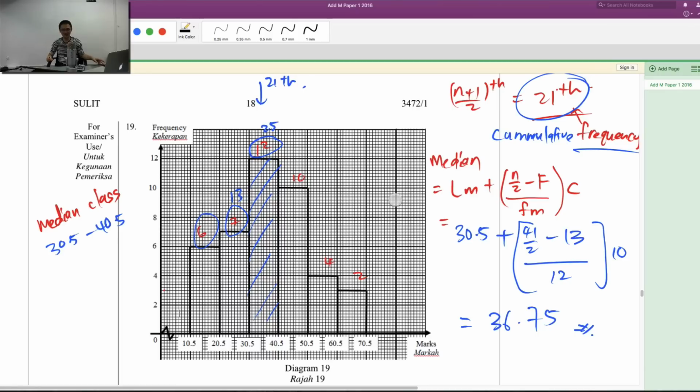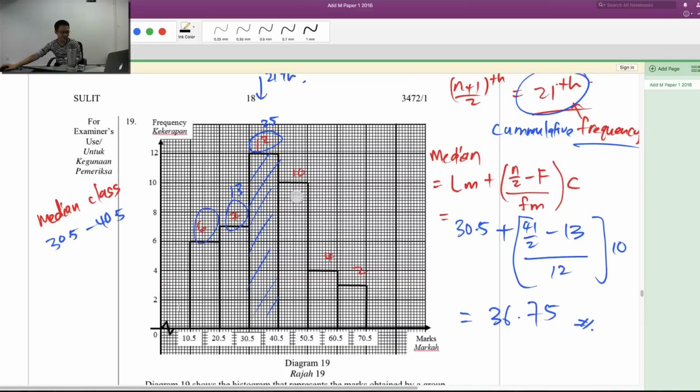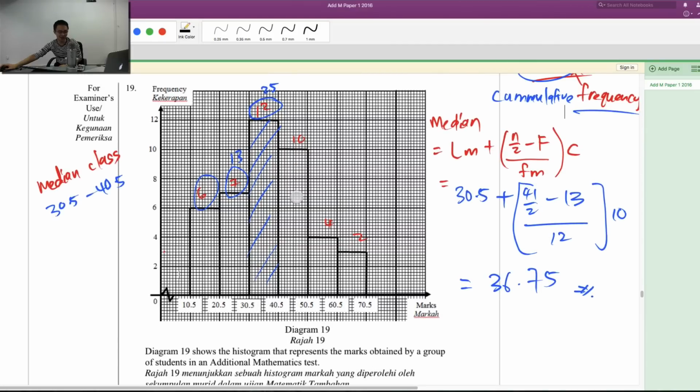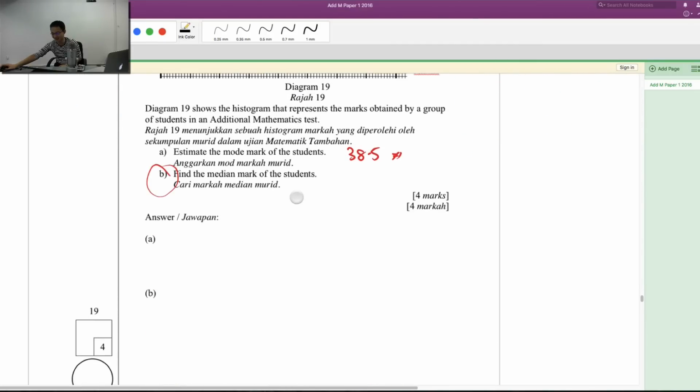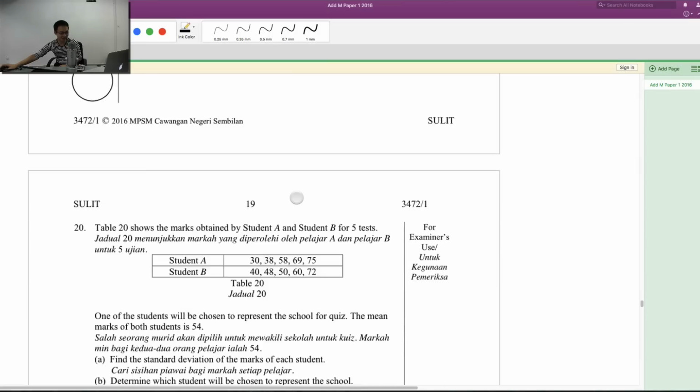Is it okay? Or are you still very confused about this part? Yes, should be okay. If okay, I'm going to move on because it's 10 o'clock right now. Okay, good.